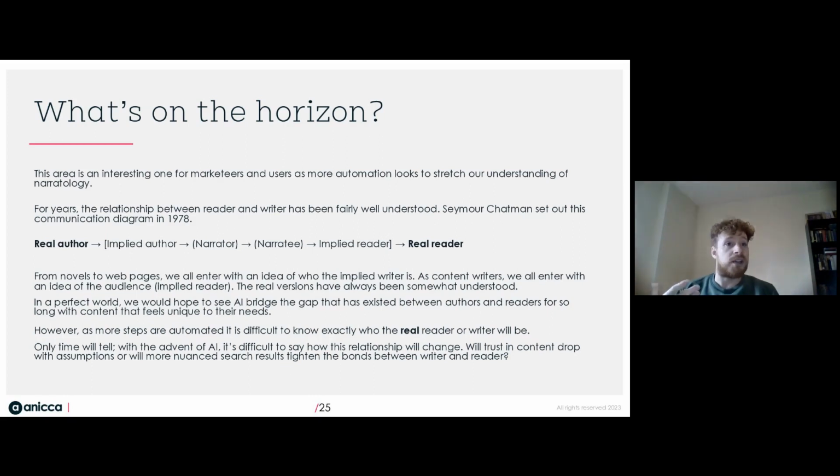I think only time will tell with the advent of AI, and it's difficult to say how this relationship will change. Will trust in content drop with assumptions? For example, if more content is automated, will people become mistrusting of it, thinking that a robot's written it and not a person? Or will the use of AI make it easier for content people to manage more content en masse and provide even more nuanced content so that you get a better experience? Only time will tell, really.